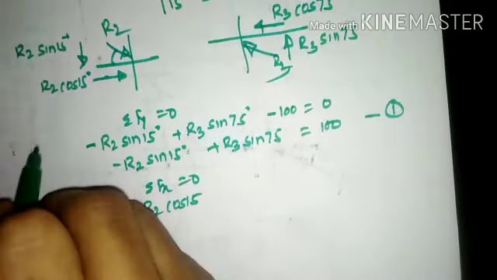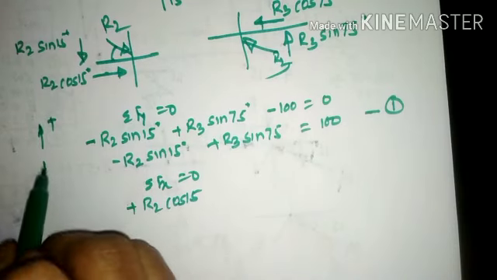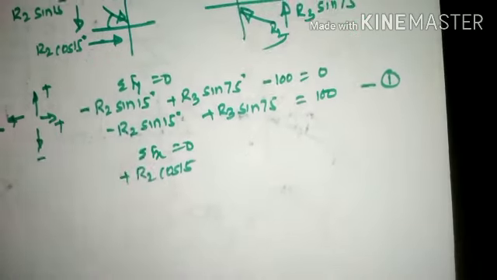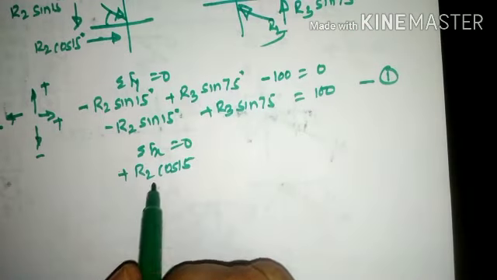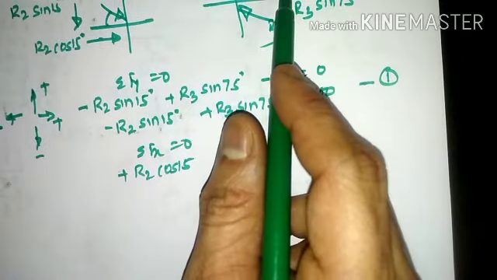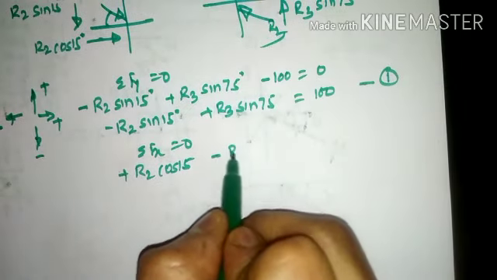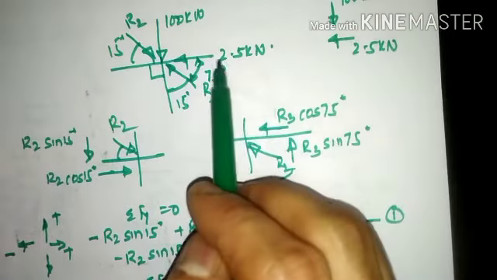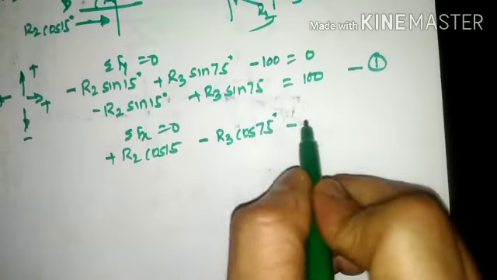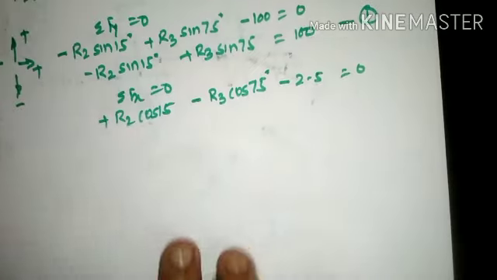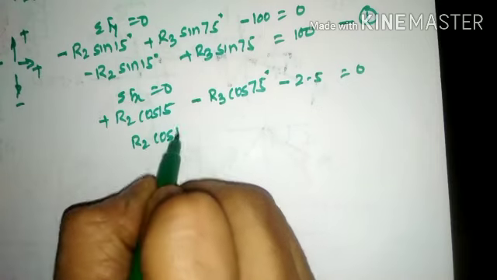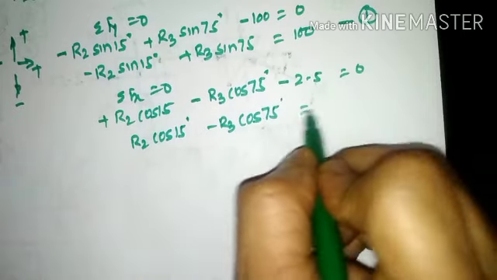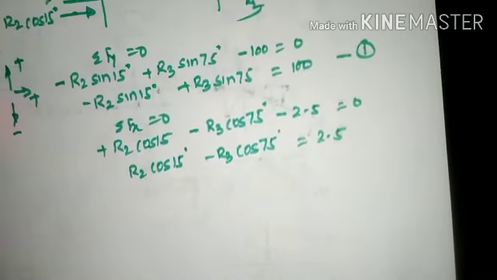All upward forces to be positive, all downward forces to be negative, all right hand side positive, all left hand side forces to be negative. As the force is on right hand side positive, then here R3 cos 75 is left hand side, so minus R3 cos of 75. Then 2.5 kilonewton force is towards the left hand side, so minus of 2.5, that is equal to 0. So R2 cos of 15 minus R3 cos of 75 is equal to 2.5 kilonewton, which is nothing but the given problem.